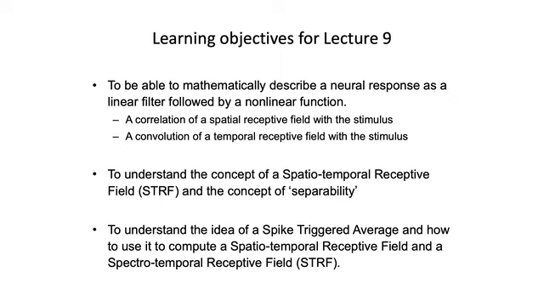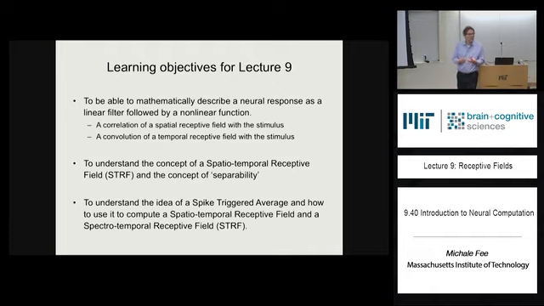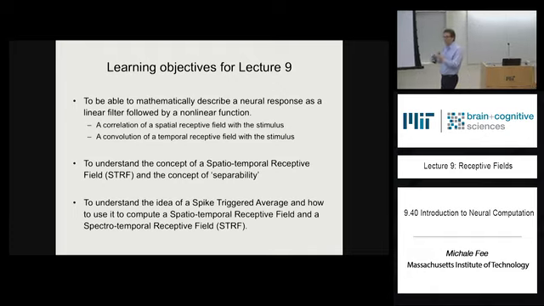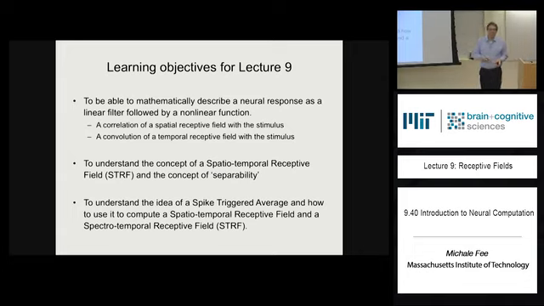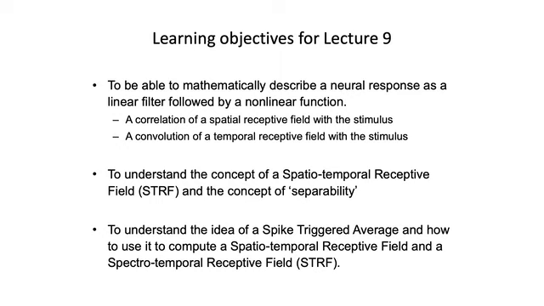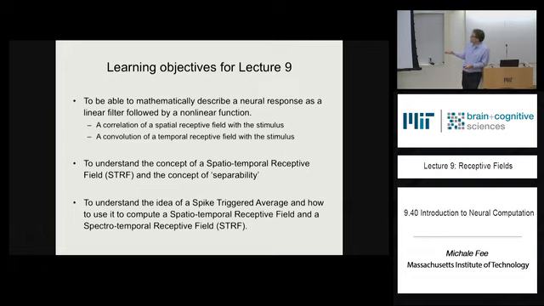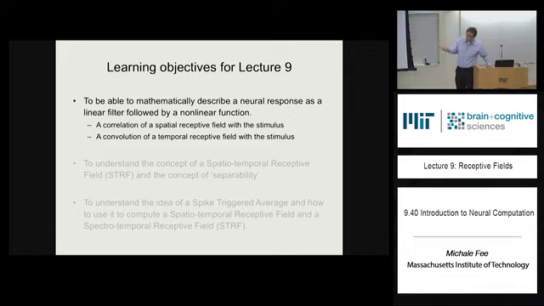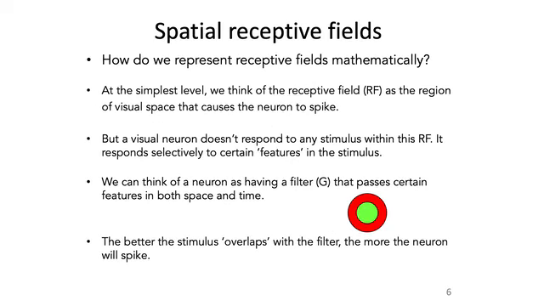And finally, we're going to talk about the idea of using random noise to drive activity in neurons, and using what's called a spike-triggered average to extract the stimulus that makes a neuron spike. Okay, and we're going to see how to use that to compute a spatio-temporal receptive field in the visual system or a spectro-temporal receptive field in the auditory system. All right, so let's start with this. What are spatial and temporal receptive fields?